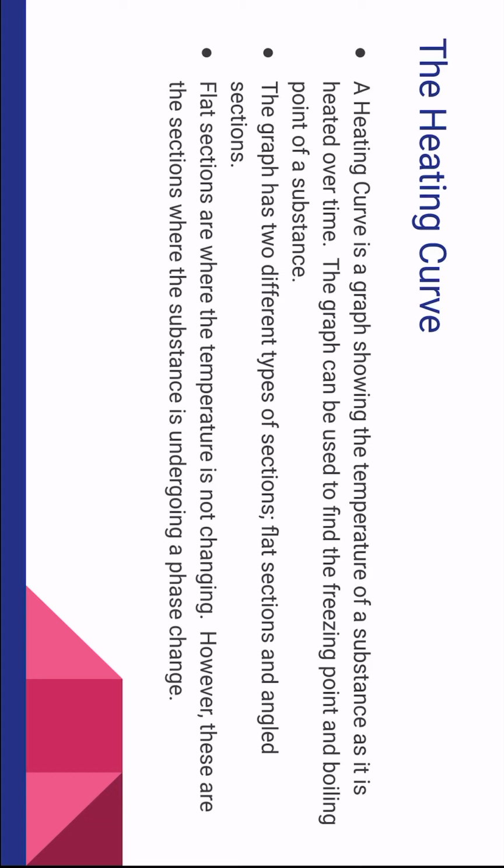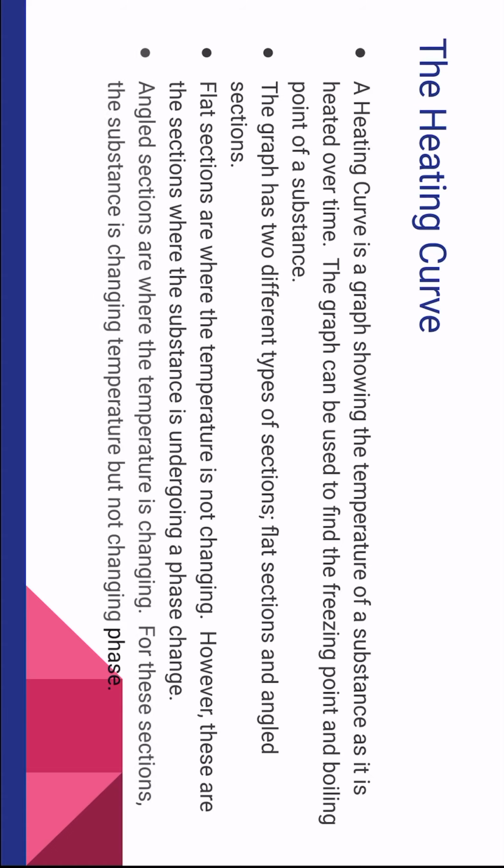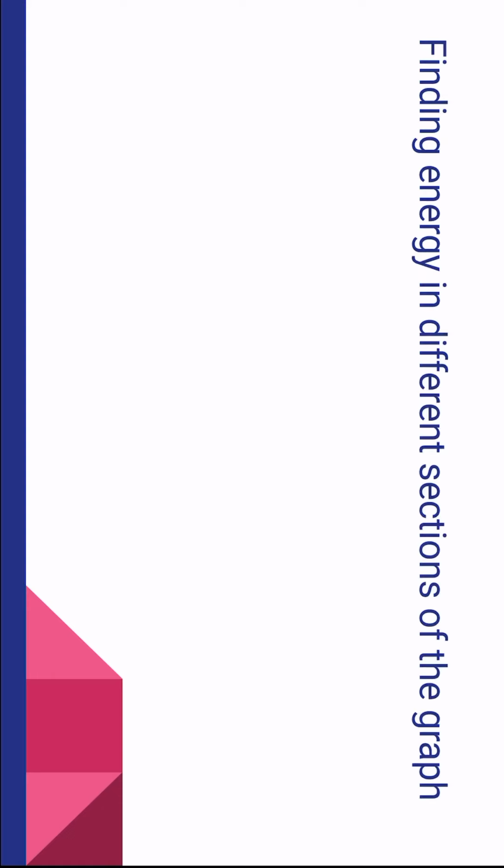Flat sections are where the temperature is not changing, but these are the sections where the substance is undergoing a phase change. Angled sections are where only the temperature is changing. For these sections, the substance is changing temperatures, but not changing phases.